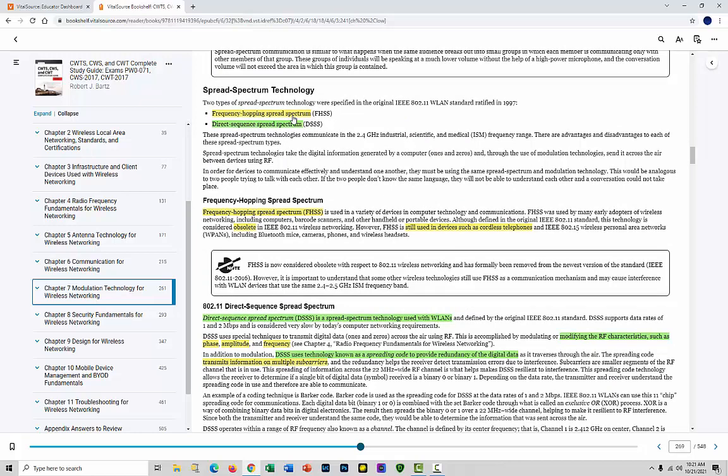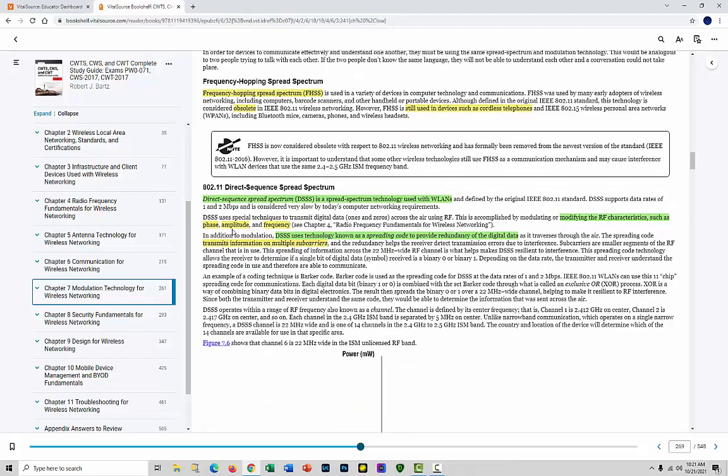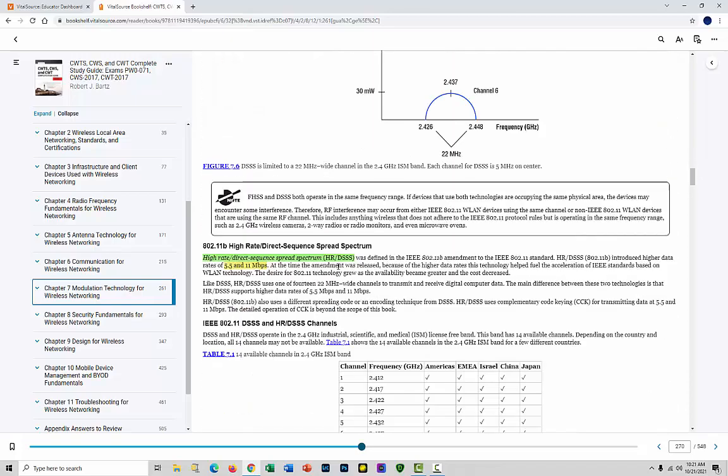Frequency hopping spread spectrum, those are cordless phones. They were early Wi-Fi, but now it's obsolete for Wi-Fi. And then direct sequence spread spectrum is used, and that uses what I was talking about: phase, amplitude, and frequency characteristics of the radio frequency signal to try to avoid collision.